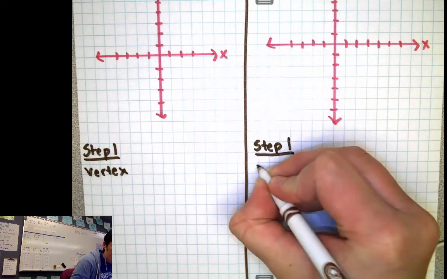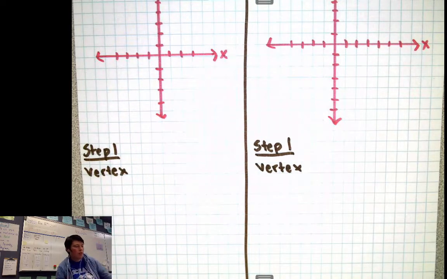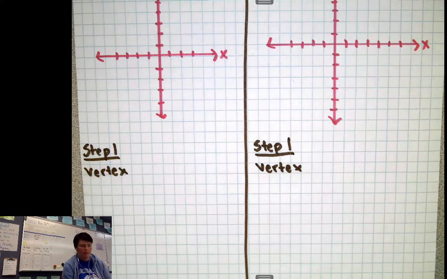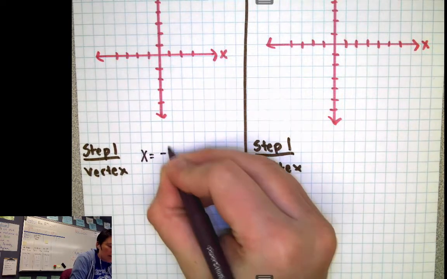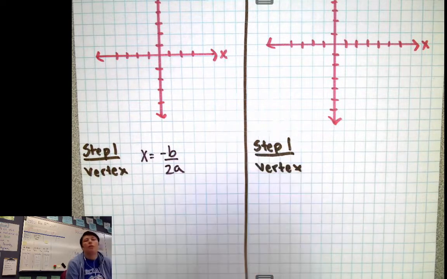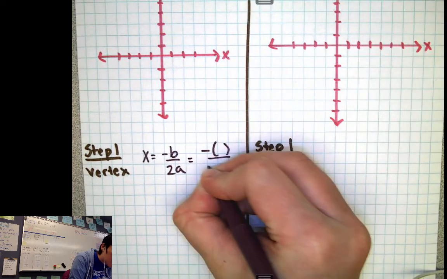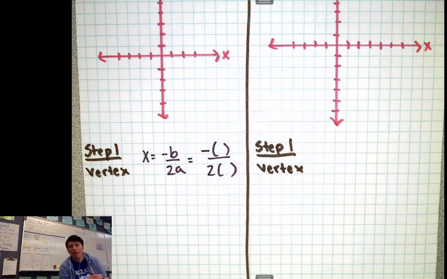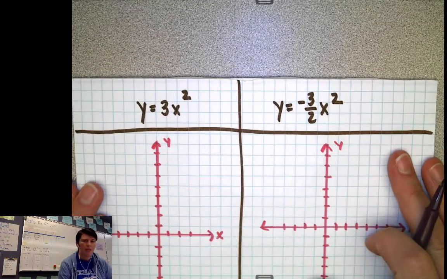So step 1, vertex. Now to do this, remember the shortcut strategy here is to use a formula. To find it, we just use x equals negative b over 2a. That's our equation. So really, it's going to be negative blank over 2 times blank. Except we haven't identified what the ABCs are yet. So we're going to need to do that. So I'm going to go back up and look at this problem.